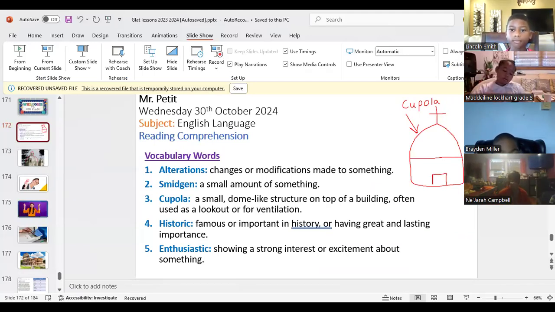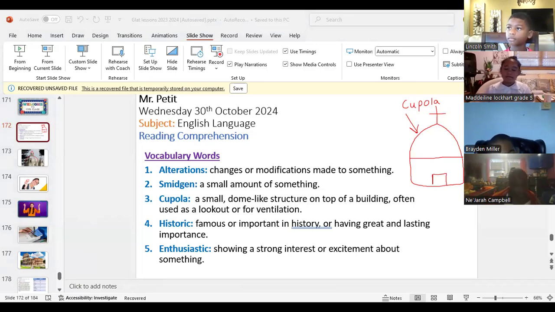Madeline, what's your favorite word and why? Out of the list? Probably enthusiastic. Why enthusiastic? Because I like seeing people happy. It makes me feel happy as well. All right. Okay, nothing wrong with that.